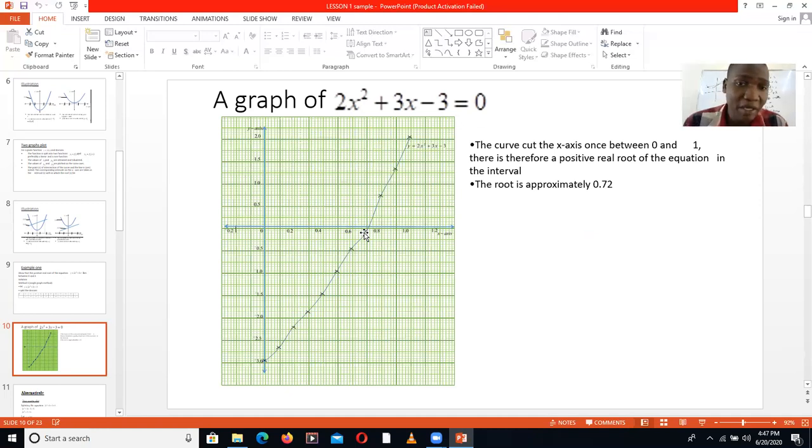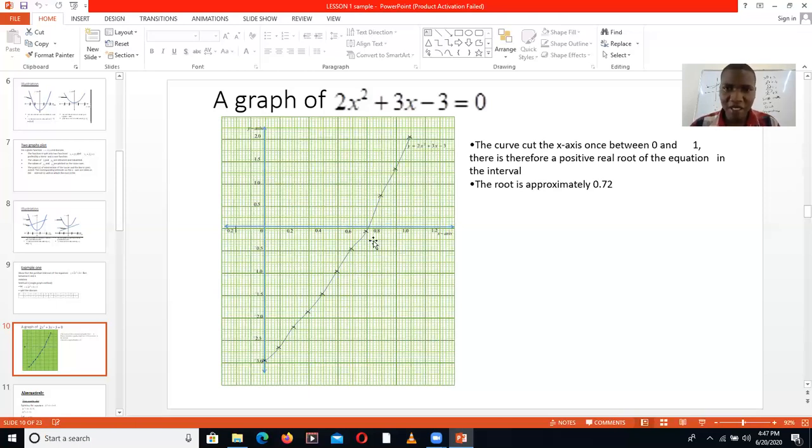Also use a big enough graph by using a small scale, so that if they ask you to read the initial approximation of the root, it will be very accurate. So that's what you do. You plot a graph like this. There are some elementaries you learned in O level, labeling the axis. You have the x-axis, the y-axis. You should also label your curve. Your curve is y equals 2x squared plus 3x minus 3. So when you have something like this, it's okay.